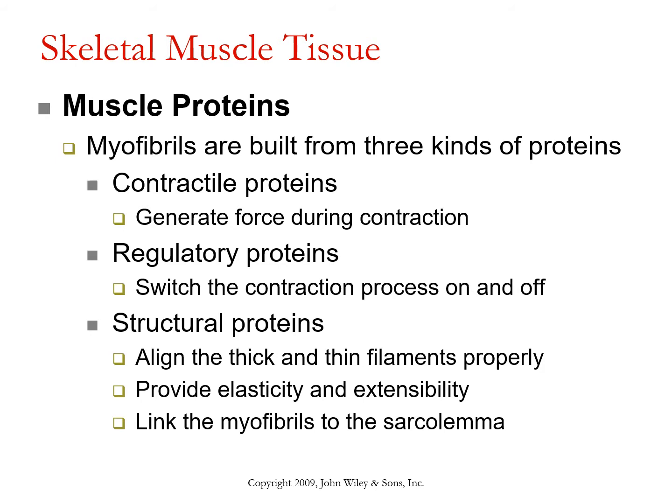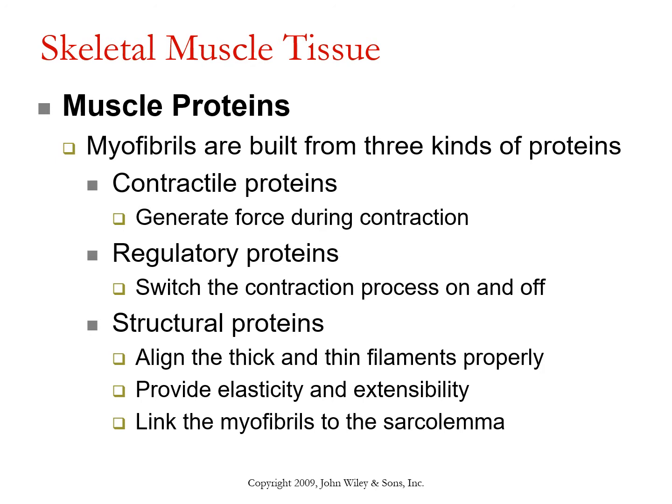First, we have the stars of the show, the contractile proteins. These generate force during contraction as they interact with each other. The contractile proteins are myosin, found in the thick filaments, and actin, found in the thin filaments. Next, we have the regulatory proteins. These switch the contraction process on and off by limiting or allowing the contractile proteins to interact. Two distinct regulatory proteins are found in the thin filaments associated with the actin. These are troponin and tropomyosin.